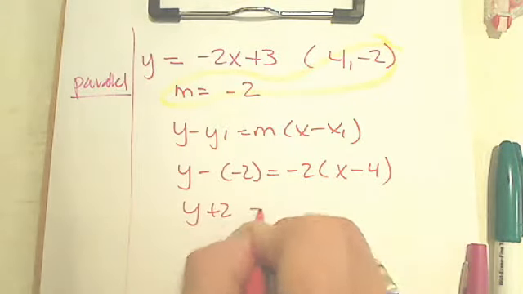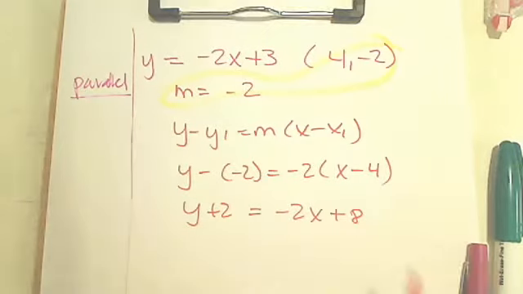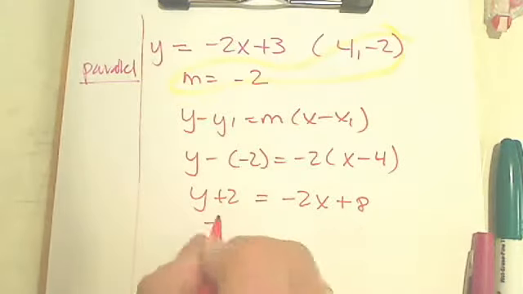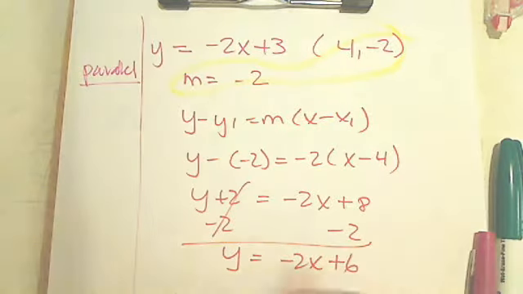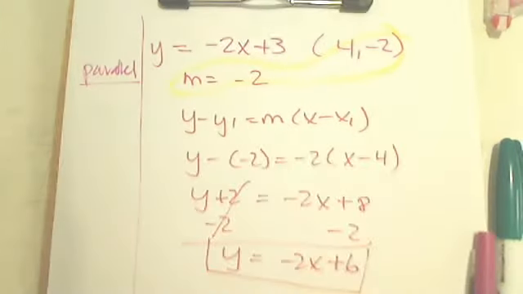y plus 2 equals -2x plus 8. Subtract 2 on both sides. y equals -2x plus 6. Boom. There's my second equation. I haven't done the hard part yet.